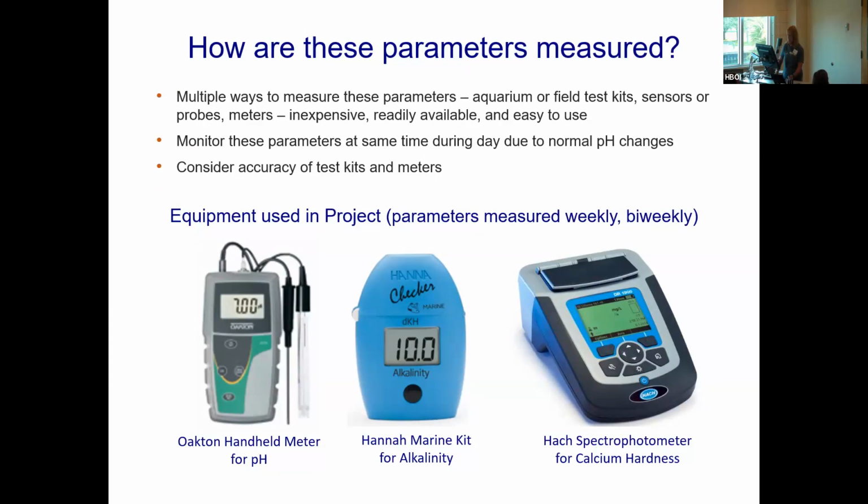So the equipment used in this project was, we did a handheld meter for pH. The Hanna marine kit for alkalinity, for example, that has an accuracy of plus or minus 5%. And then the calcium hardness samples, those were sampled biweekly, sent to the Harbor Branch lab and used a spectrophotometer for those measurements.